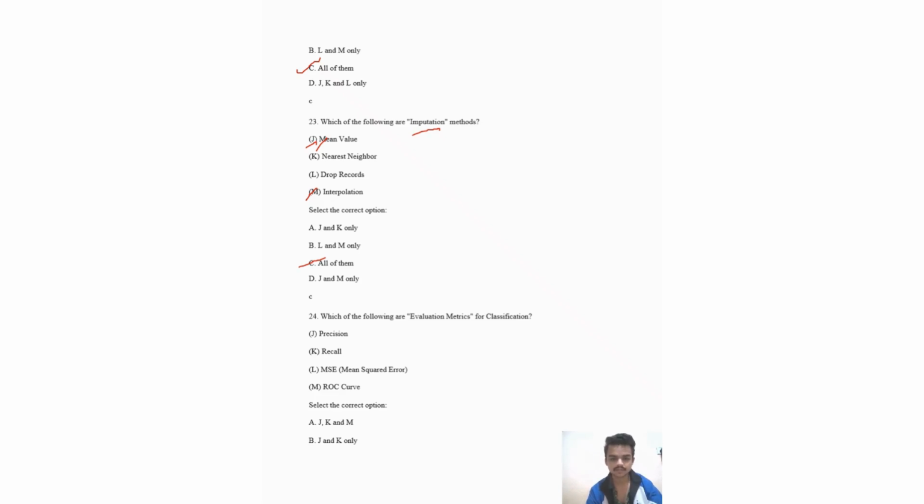Which of the following evaluation metrics for classification? So here precision, recall, MSE, ROC. Select the correct options. JKL, J and K. Here the answer will be JK and M only.